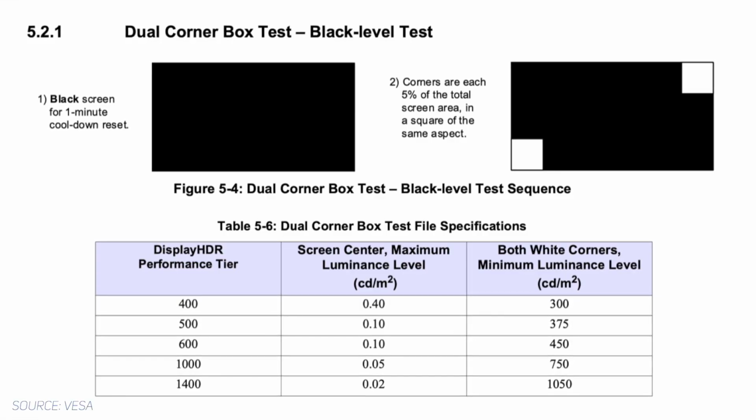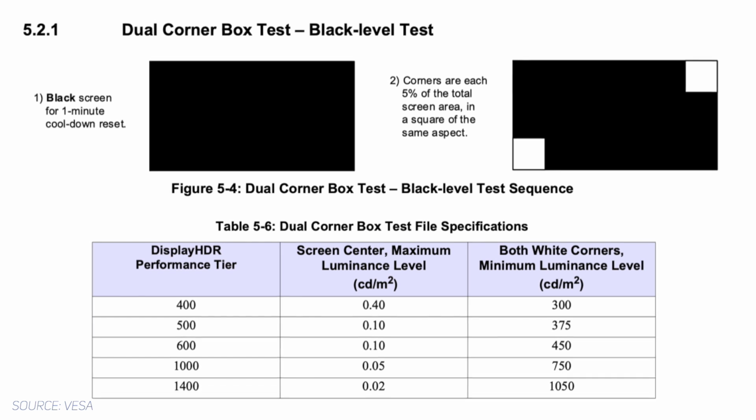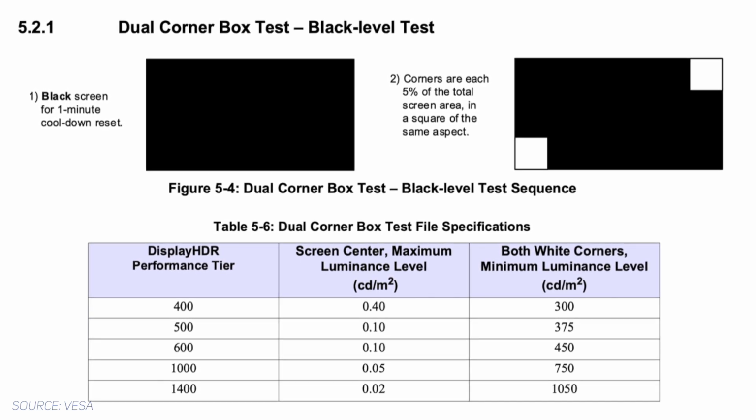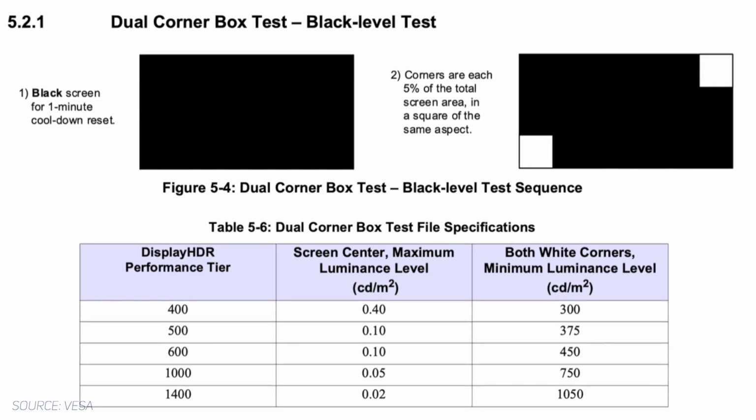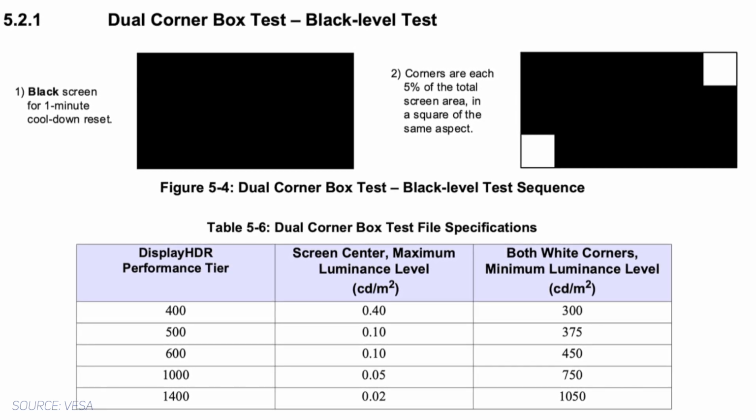Then there's the black level tests. We have 2 of those. We have a corner box test and then a checkerboard test. The corner box test is great for testing how dark you can get the screen with 2 white corner boxes and the rest of the screen is black. So 90% of the screen is black, 5% corners, and you can sometimes see 100,000 or even more than 100,000 to 1 contrast ratio in some displays with that test.